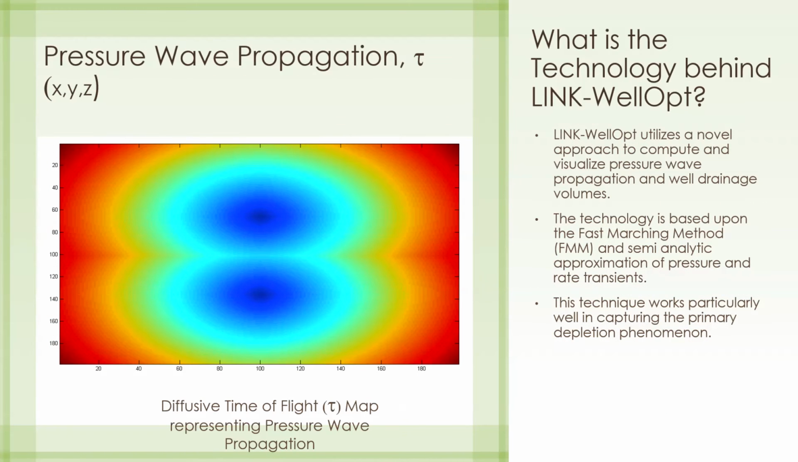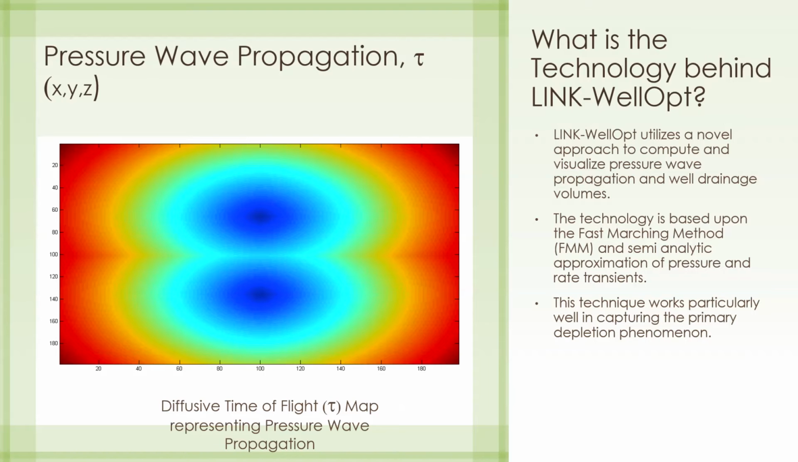What is the technology behind LINK-WellOpt? LINK-WellOpt utilizes a novel approach to compute and visualize pressure wave propagation and well drainage volumes. The technology is based upon the fast marching method, or FMM, and a semi-analytic approximation of pressure and rate transients.